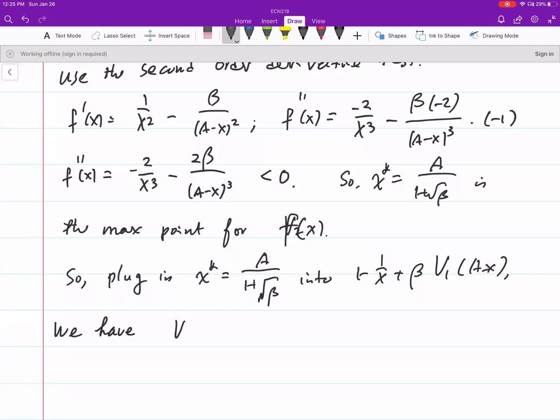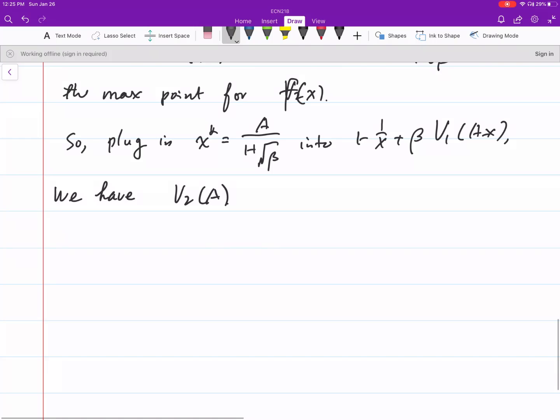We have v2 of a. And just do the computation very carefully. So this is the detail of what we have. So we do it slowly.